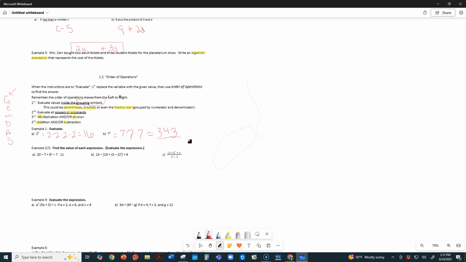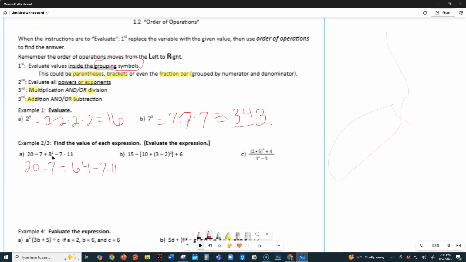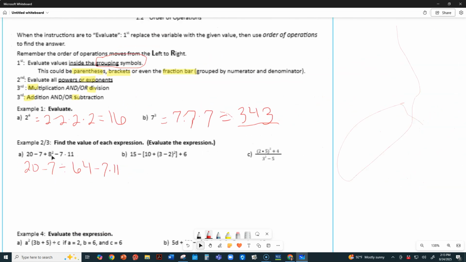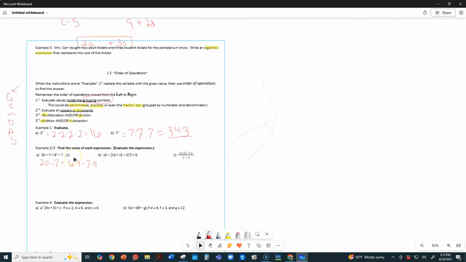So down here, on part A, we don't have any grouping symbols. So I'm going to start with exponents. So the rest of this just stays the same. 20 minus 7, I believe that's divided by 64 minus 7 times 11. I really don't know if that's divided by or plus. Can't tell. Let's go with plus. I think it does look like a plus sign.